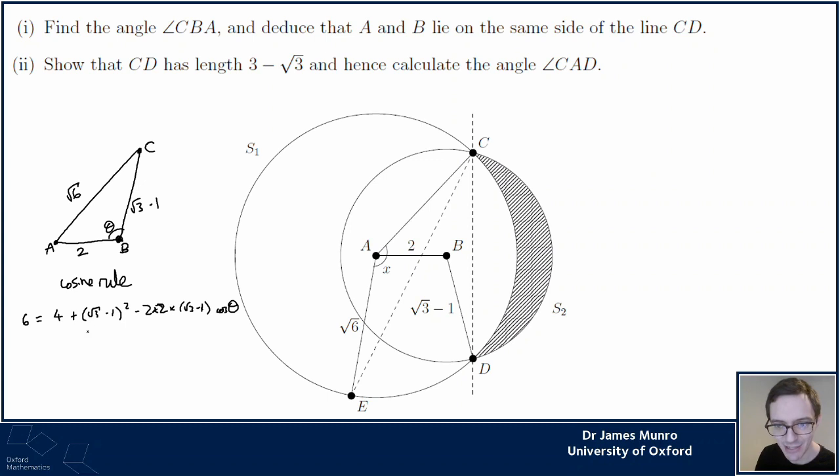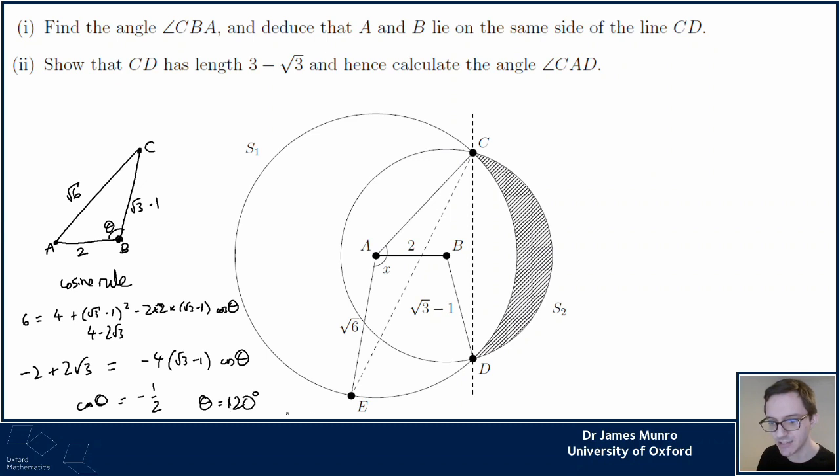Right, okay, so if I square this I'll get 4 minus 2√3, and then I'm going to do some rearranging, so I'll get minus 2 plus 2√3 is equal to minus 4 times (√3 minus 1) cosine theta. If I simplify that a bit more, I think there's a factor of √3 minus 1 on both sides, here times 2 and here times minus 4, so cosine theta is going to be minus 1/2. I think that means that theta is 120 degrees. Okay, let's try and mark that in. So BC I'll draw in, 120 degrees. Fantastic, okay.